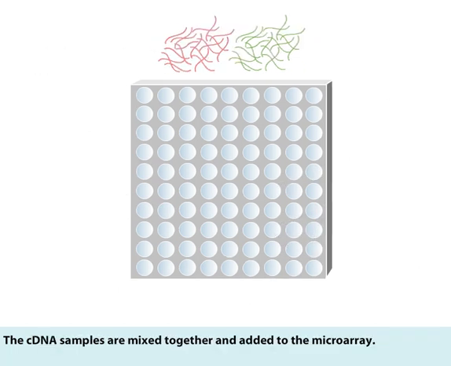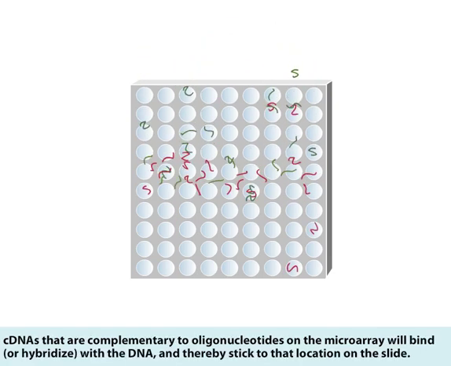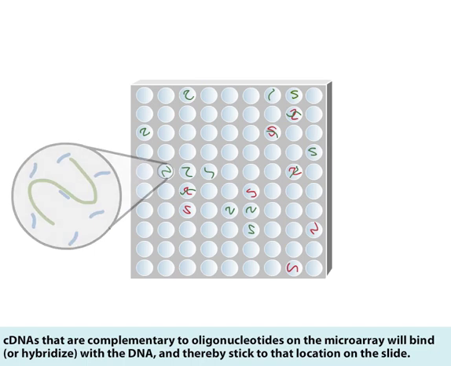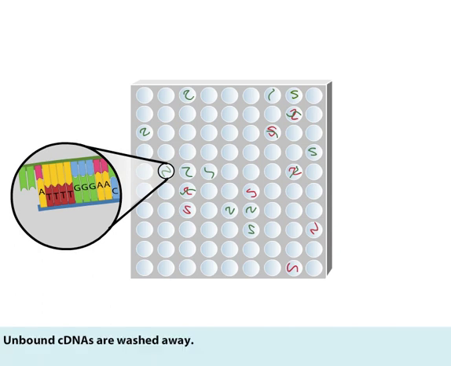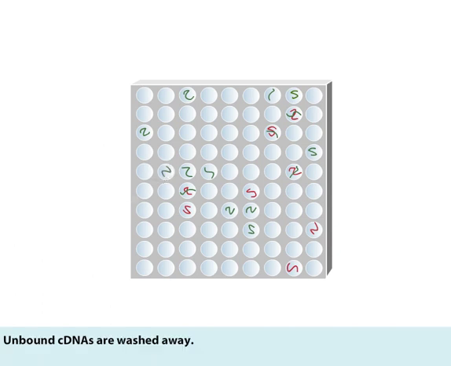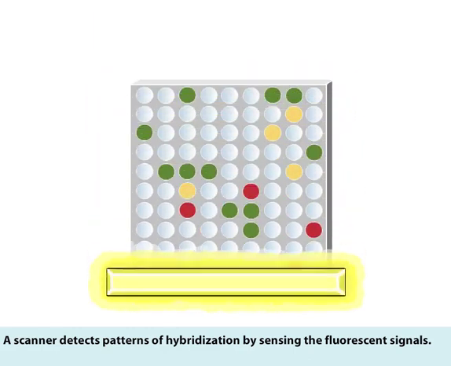The cDNA samples are mixed together and added to the microarray. cDNAs that are complementary to oligonucleotides on the microarray will bind, or hybridize, with the DNA and thereby stick to that location on the slide. Unbound cDNAs are washed away. A scanner detects patterns of hybridization by sensing the fluorescent signals.